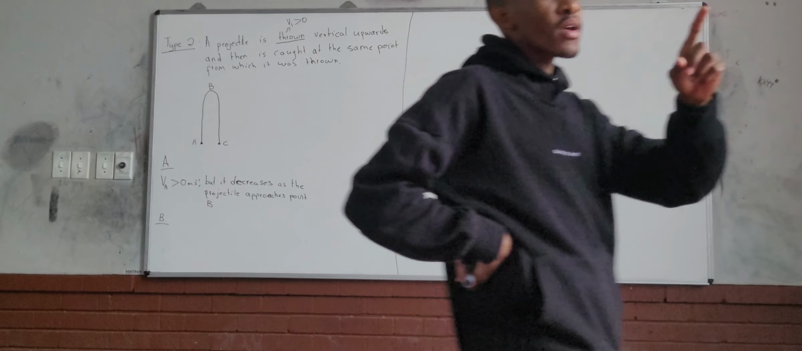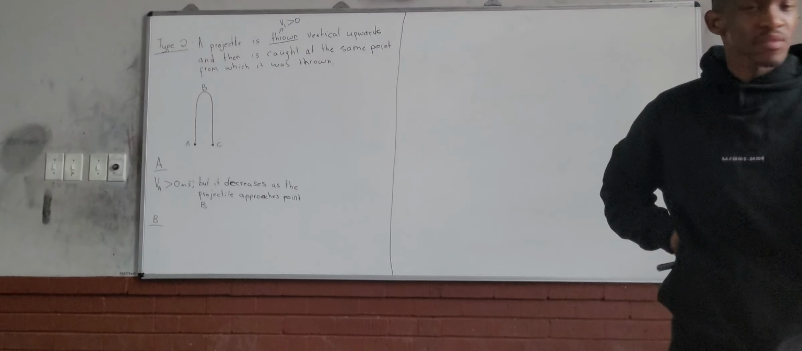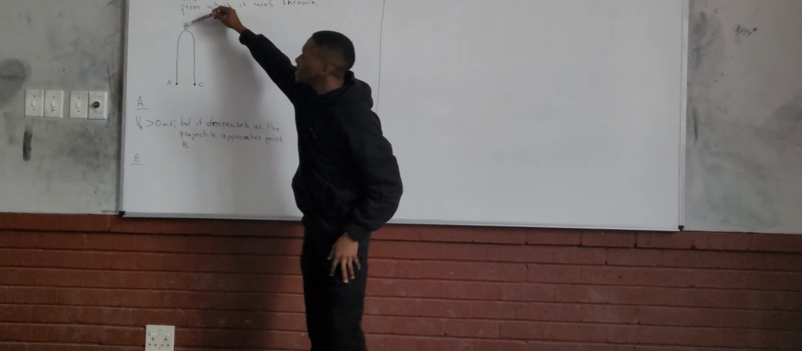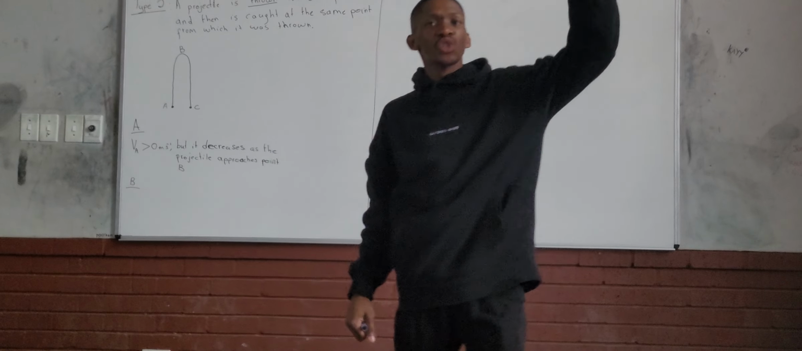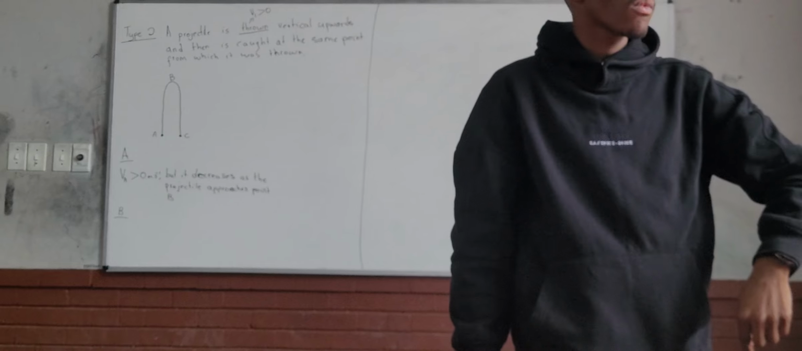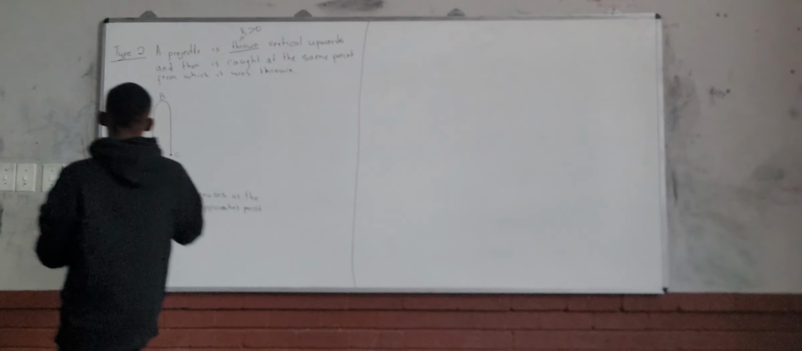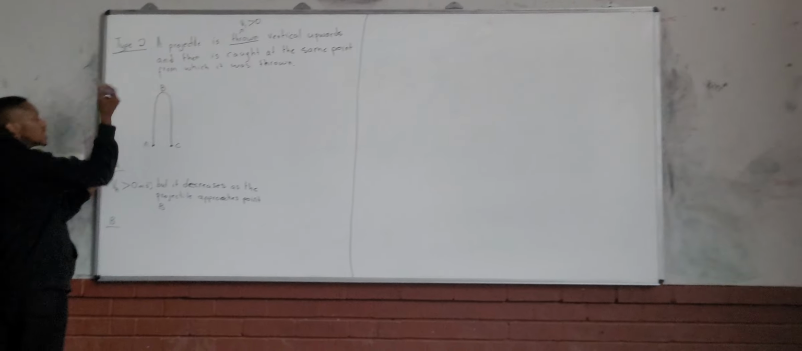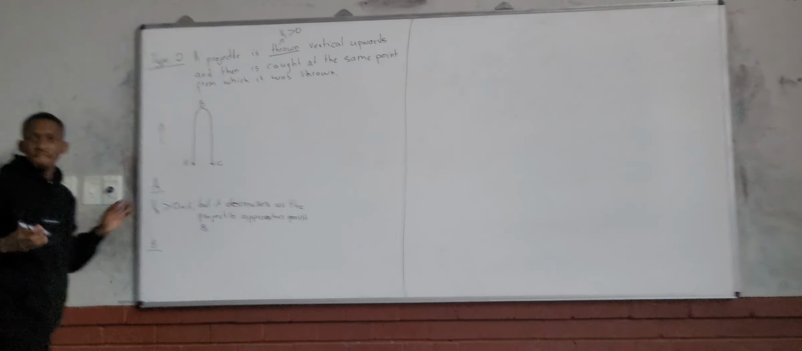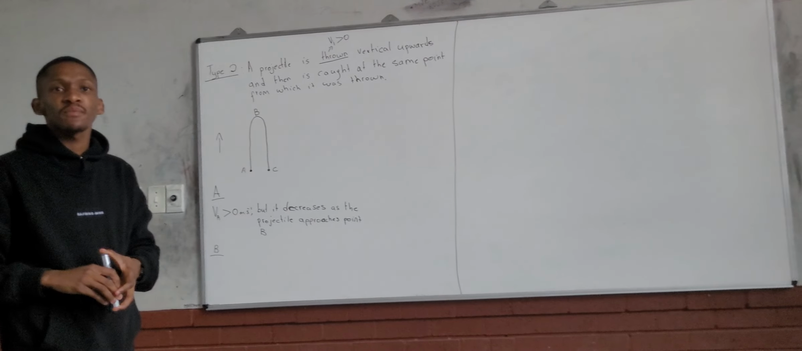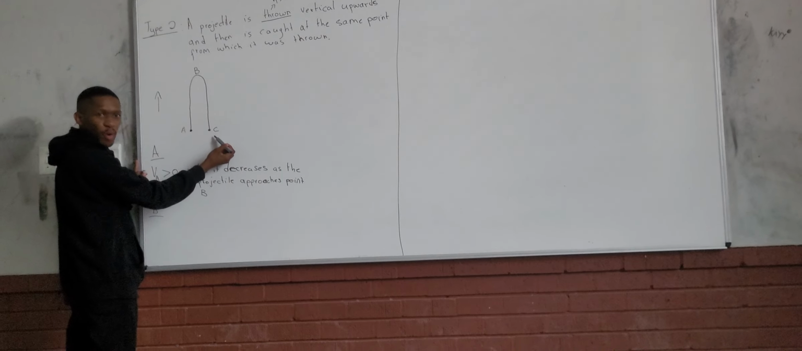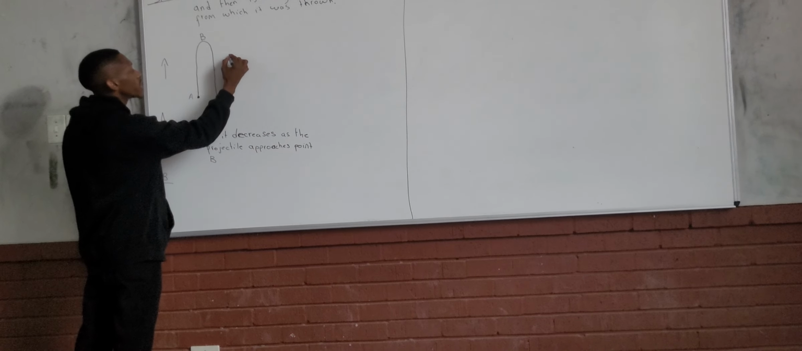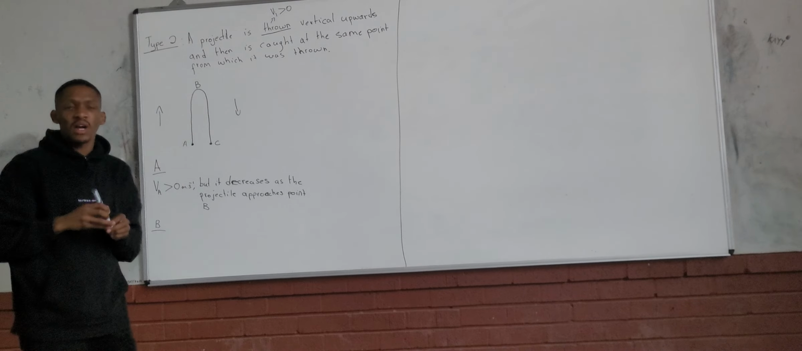Remember we said, at point B, this is the point where our projectile is going to change direction. Remember, from point A to B, our projectile is going vertically upwards. And from point B to point C, our projectile is going vertically downwards.